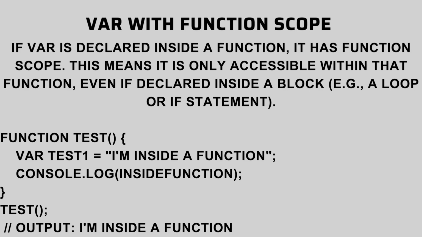In this example, var test1 is declared inside the function. The function name is test. When the function test is called, it will show an output: I am inside a function. If you try to use the var test1 outside this function, it will give an error. It won't work because it is declared inside the function.